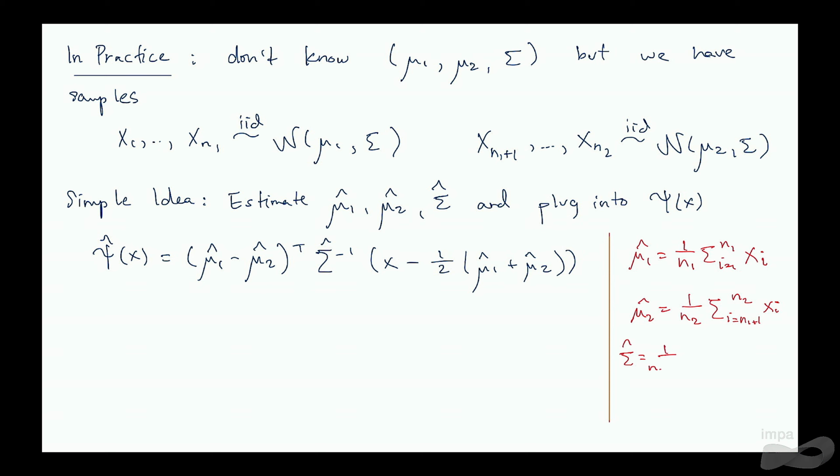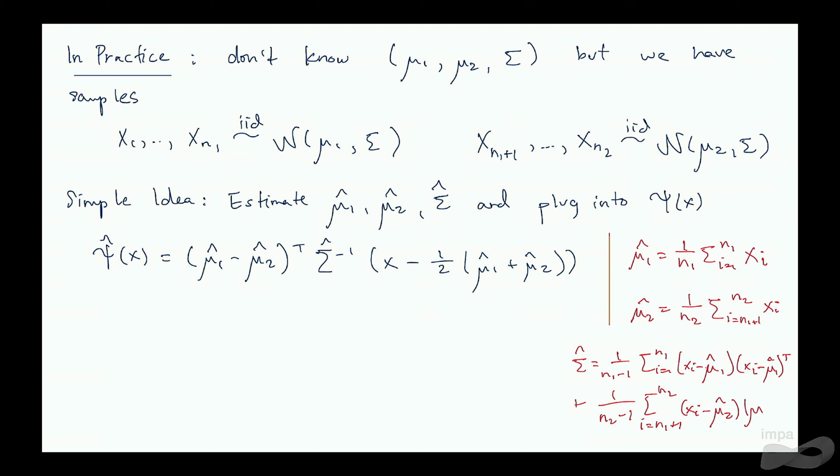So this is 1 over n1 minus 1, sum i equals 1 to n1, xi minus mu1 hat, xi minus mu1 hat transpose, plus 1 over n2 minus 1, sum i equals n1 plus 1 to n2, the same with mu2 hat. Right, so this is just sample mean, sample covariance, nothing smart here.